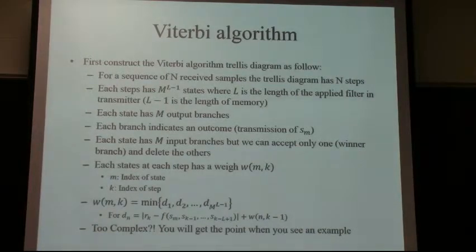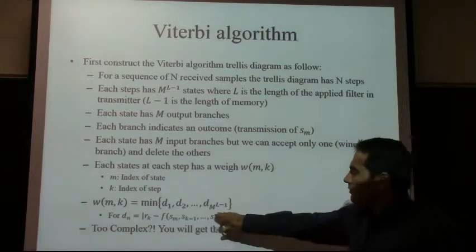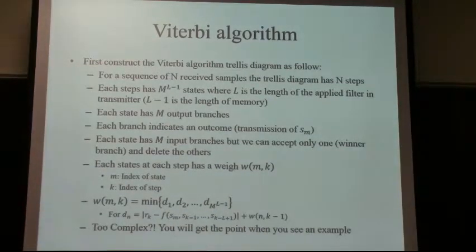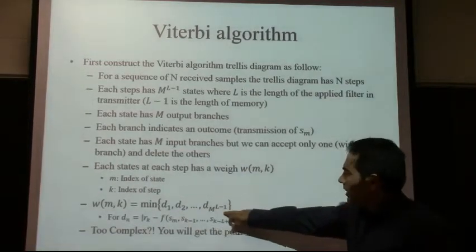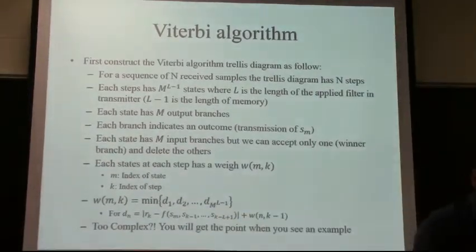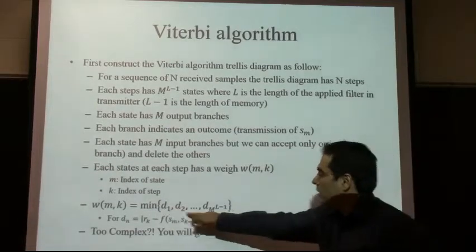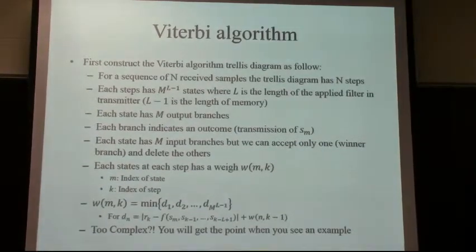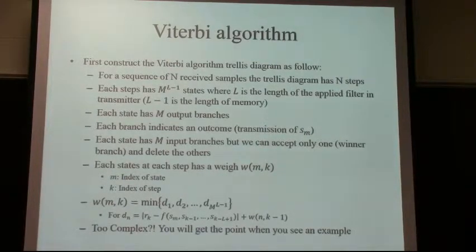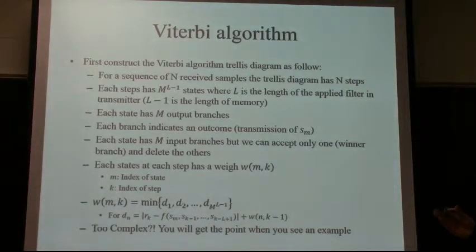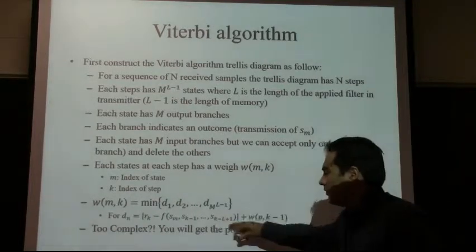And how do you find W? W is the minimum of D1, D2, until DM, L minus 1, because there is a number of branches that come in, and there are the weights, the cost that you can reach to this state with these costs. You have M to the L minus 1 states. Each state can be connected to each of the states at the next step. Therefore, you need to calculate this one.